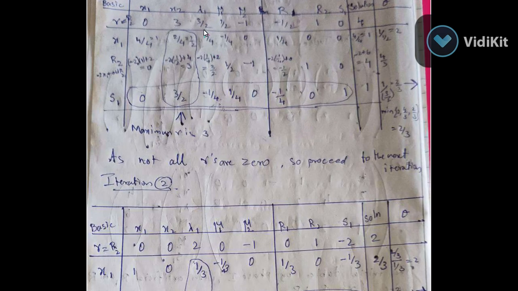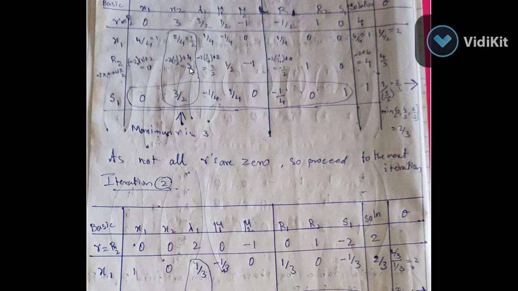Now again as usual, what I have to do? I have to choose the pivotal column. I have to take the maximum value among these. So here 0, 3, 3 by 2, 1 by 2, minus 1, right? Among these, 3 is the maximum. Therefore I choose this as my pivotal column, right? So now go for the pivotal row. What I have to do? I just take this entry in the solution column, 1, divided by this 1 by 2, right? 1 divided by 1 by 2, that is nothing but 2.